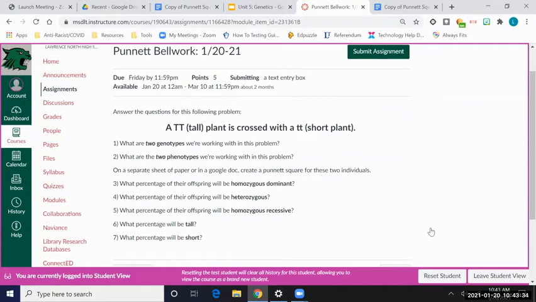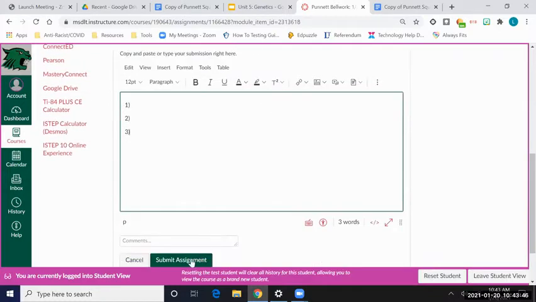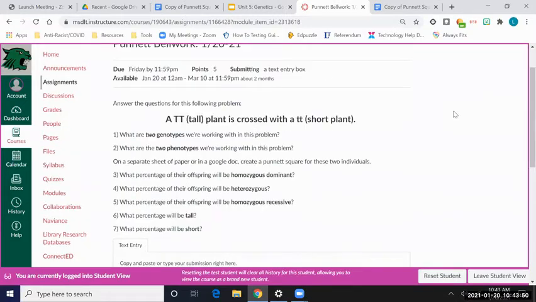For this, it'll just pop up a text entry box and you'll just answer each question in that text box. So 1, 2, 3, and so on and so forth. And when you're done, you'll just submit the assignment that way. And that's the bell work.